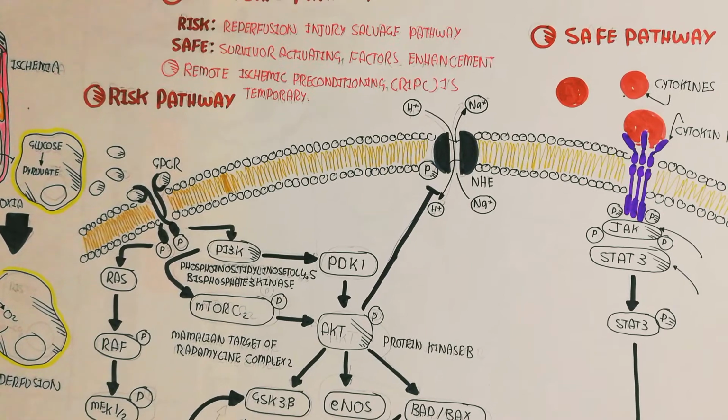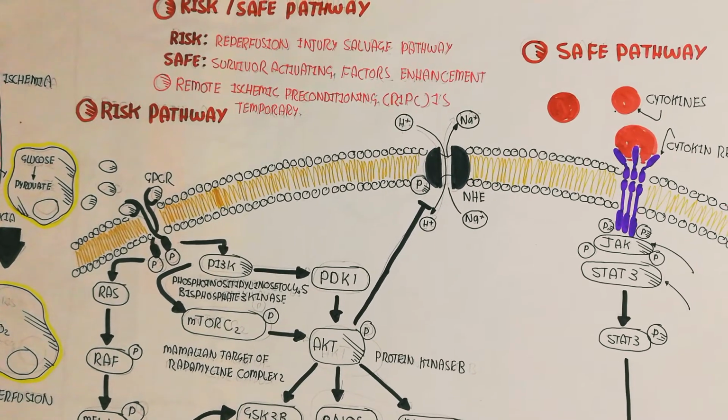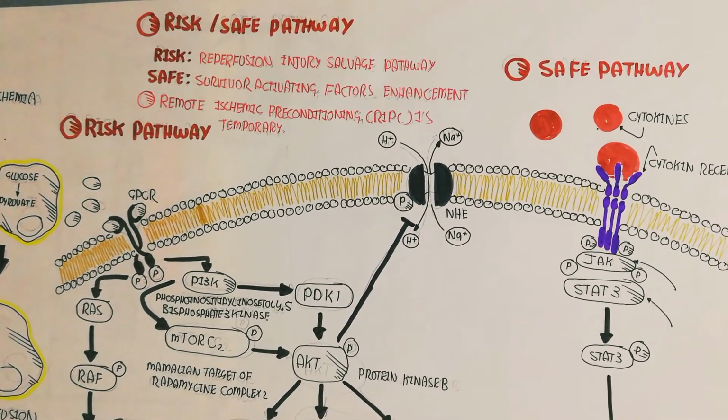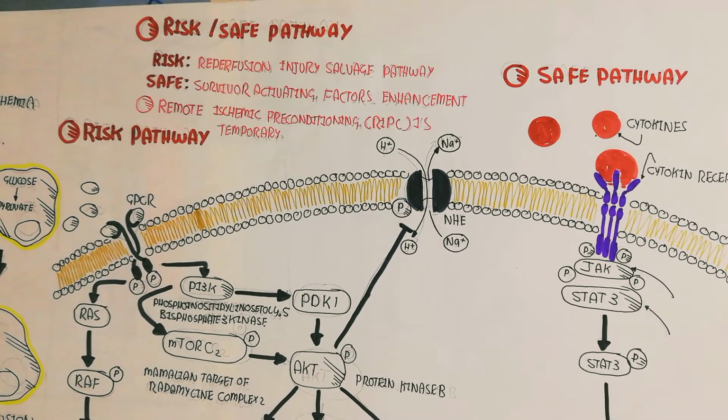So in this way, injury to the cell will be prevented through the RISK pathway and the SAFE pathway during hypoxia and reperfusion.